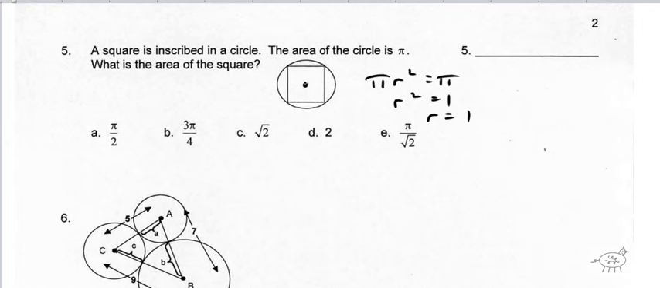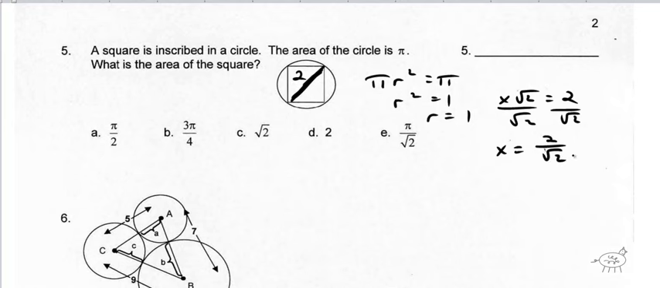So that's this distance right here, and I need to figure out the area of the square. Don't you guys agree that if I want to go the whole distance here, that's 2? I need to find the side of the square. Remember, it's a 45-45-90 triangle, so x√2 is 2. To find x, I divide both sides by √2, so x equals 2 over √2. That's this distance here.